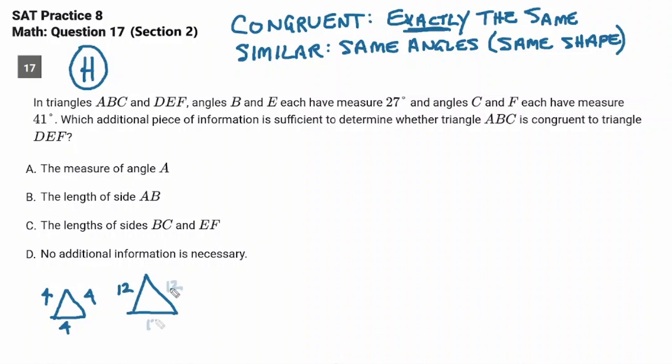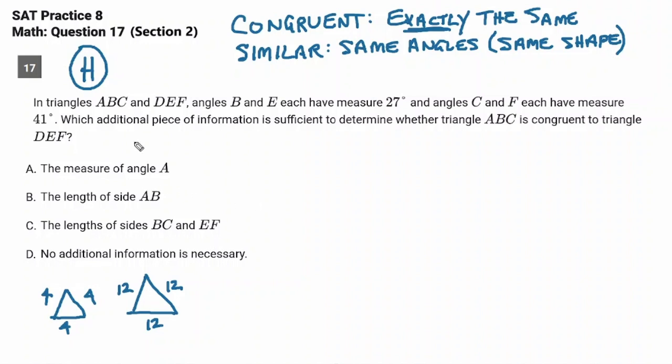Let's make them 12. All right, two equilateral triangles, same angles, different sides. Are these triangles similar? Yes, they have the same angles, they have the same shape. Are they congruent? No, because they are not exactly the same. All right, that's the geometry lesson for today.